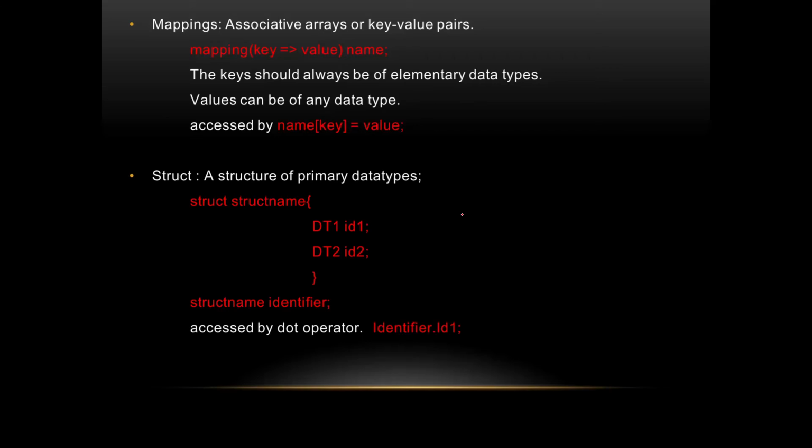So now we are in the next part of the variables. In this part, I'll be explaining to you the mappings and structs, which I've already covered in my lab class. Now, mappings are basically associative arrays or key-value pairs. Over here, there are some keys like 1, 2, 3. These are keys and they map to some values, each of them.